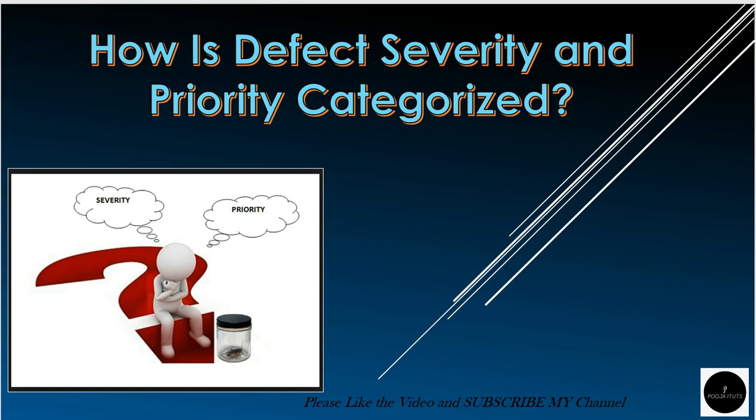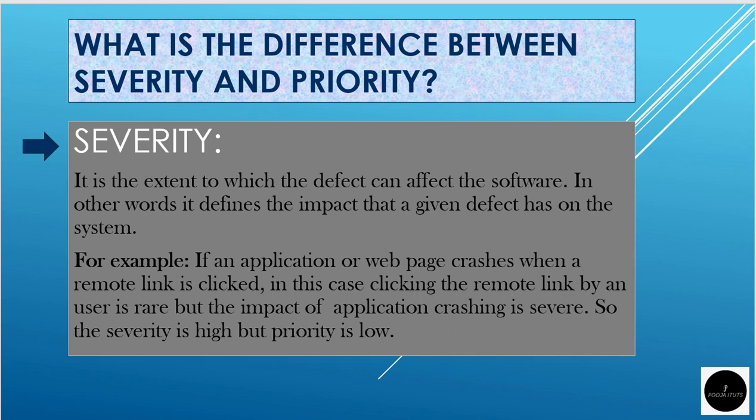So let's begin. What is the difference between severity and priority? Severity is the extent to which the defect can affect the software. In other words, it defines the impact that a given defect has on the system. For example, if an application or web page crashes when a remote link is clicked, in this case, clicking the remote link by a user is rare, but the impact of the application crashing is severe. So this severity is high, but priority is low.